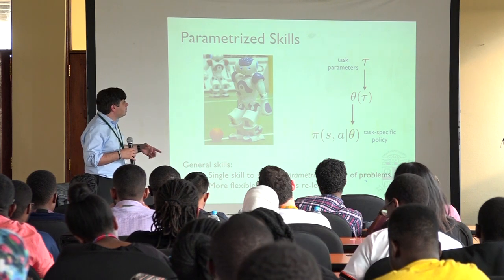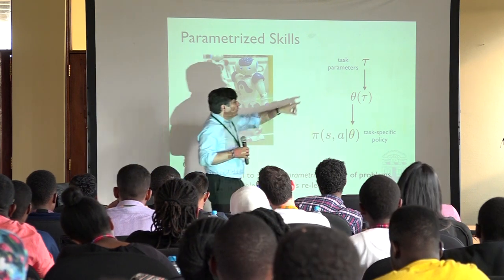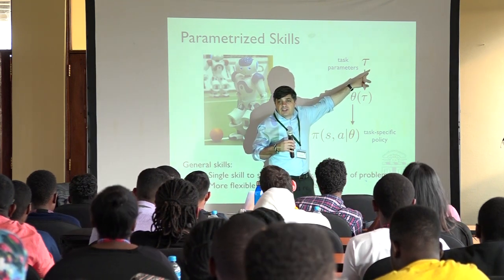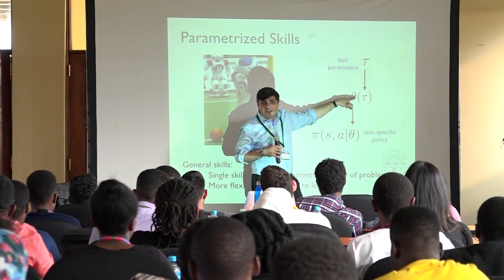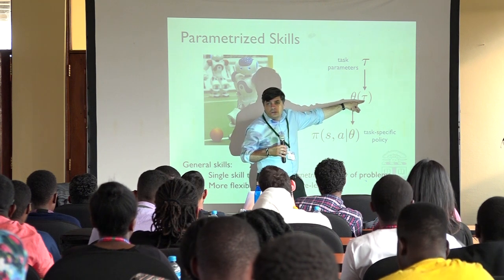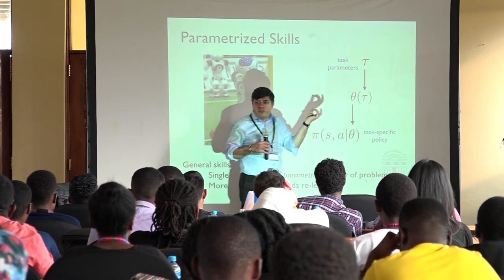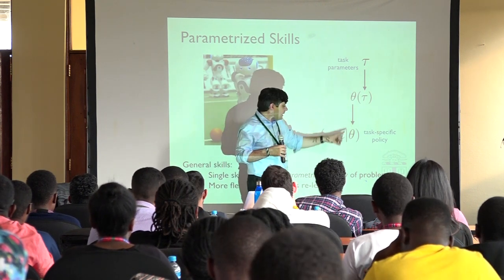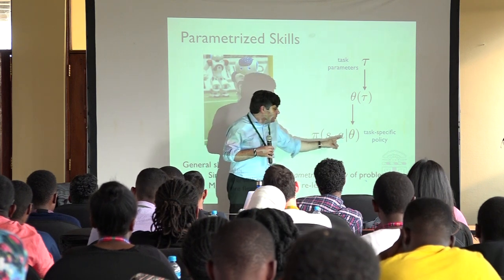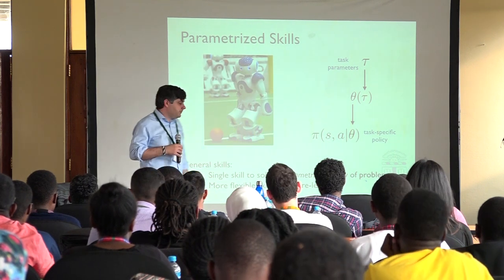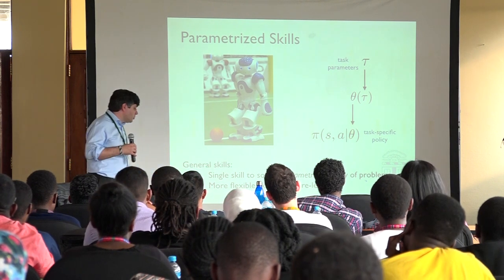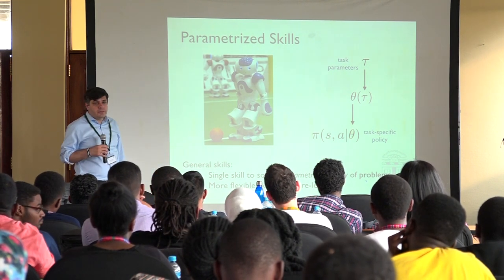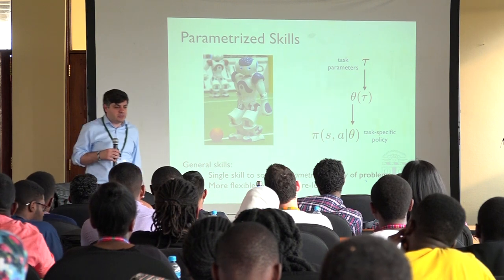Okay, so this is the notion of a parameterized skill, where you have some task parameters tau that the agent gets to choose, and then it gets inputs theta that are a function of those tau. So the things that parameterize the policy are a function of tau, and then you run the resulting task-specific policy. And the idea here is a single skill that solves a parameterized family of problems. So you don't have to do relearning every time you do something like that.